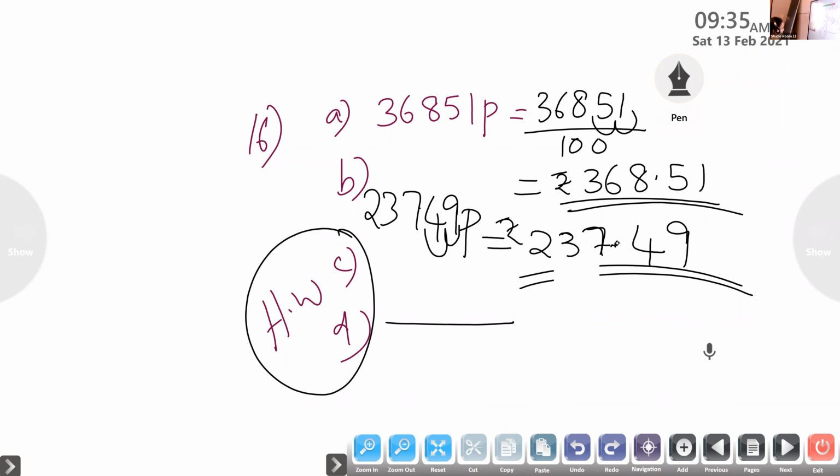Very good. So question number 17. Christo, can you read now? Question number 17. Sam has 67,899 paise. Convert the amount to rupees.